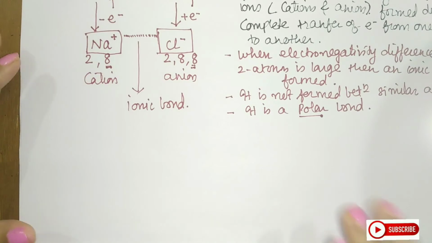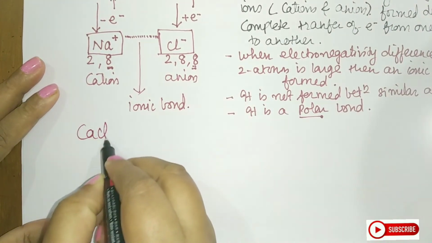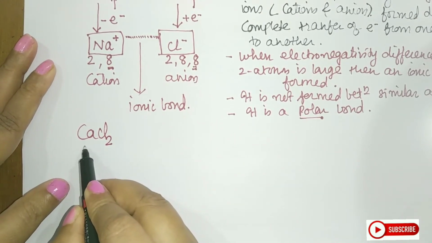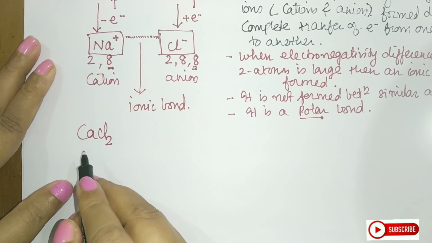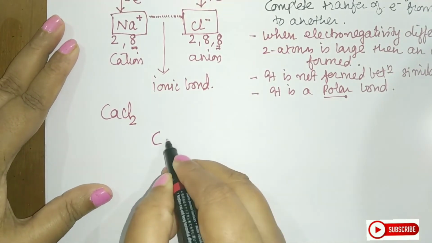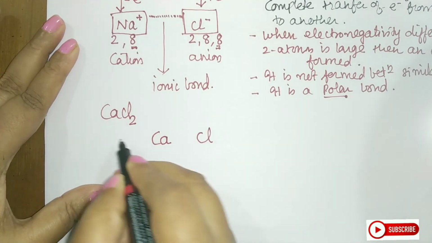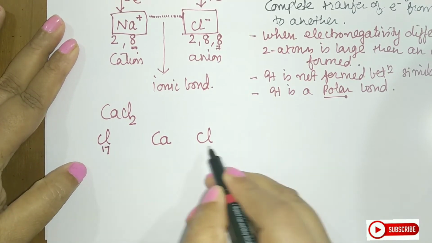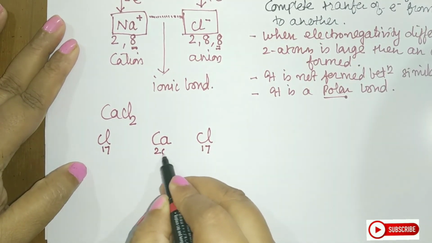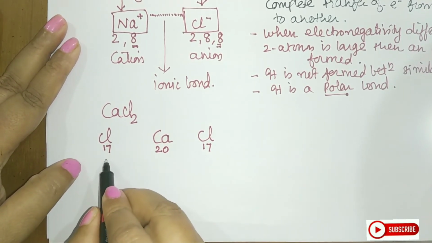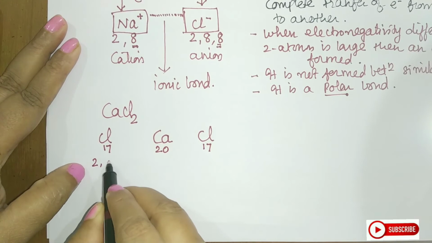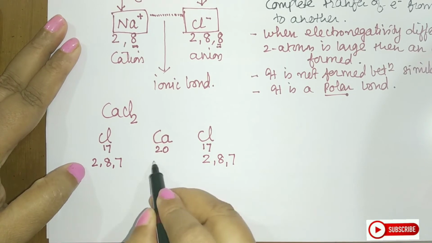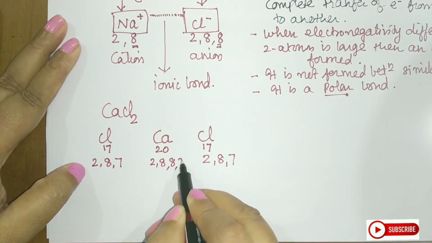Now let us try one more example, and that is calcium chloride. If you see calcium chloride, the lower number of atoms is of calcium, and here I will consider calcium as the central atom. So let us draw the structure here. This is calcium, this is your first chlorine, and this is your second chlorine. Chlorine atomic number is 17, so I will write 17 below this, and calcium atomic number is 20. So what is the electronic configuration for chlorine? It is 2, 8 and 7. This will be again 2, 8 and 7. And this is 2, 8, 8 and 2.